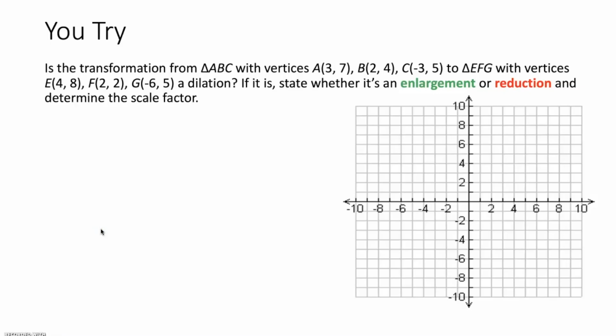You try. Okay, doing the same thing here, except this time we're going from triangle ABC to triangle EFG. And we're given the vertices, so anytime you're given the vertices, the very first thing you should do is plot those vertices. So point A is at 3, 7.